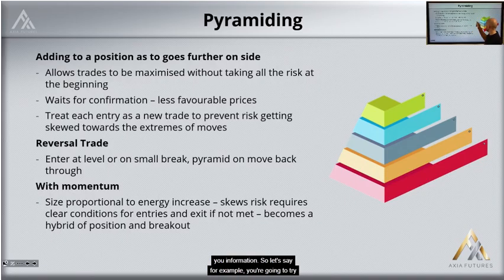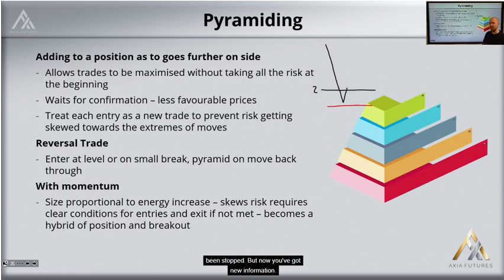So let's say, for example, you're going to try and buy this level. You could say to yourself, right, I'm going to buy 2 lots at the level. The market comes down, trades through the level, and now back up. You haven't got stopped out on the trade. There's your stop, so you've not been stopped out. But now you've got new information. You're long, yes. You've gone offside and you're now back onside.